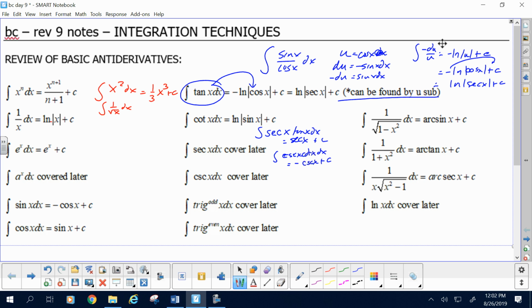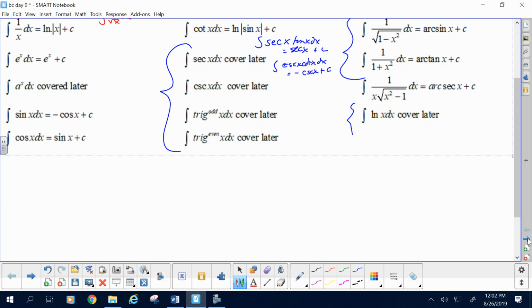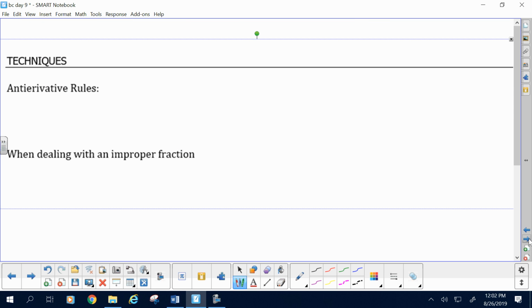There are a lot of antiderivatives you haven't seen yet that we will cover later this semester. Did you do inverse trig antiderivatives? Okay, and then this is a classic. We'll get that later.